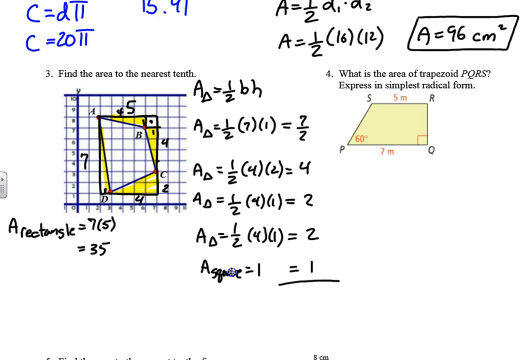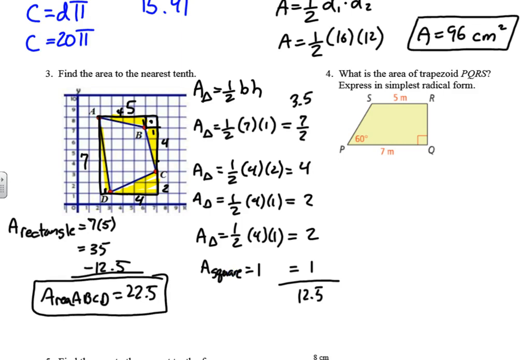So we can total all of those up. Now 7 halves is really 3.5. So 1 and 2 is 3, 5, 9, 12.5 would be the total of all those non-areas. So what we're going to do is take 35 and subtract 12.5 from it. And that means that the area of ABCD would equal 22.5.